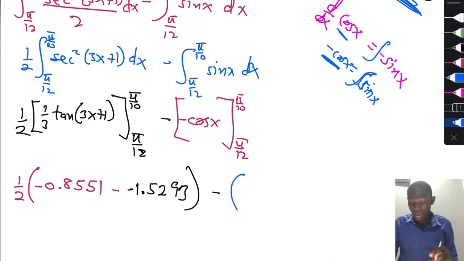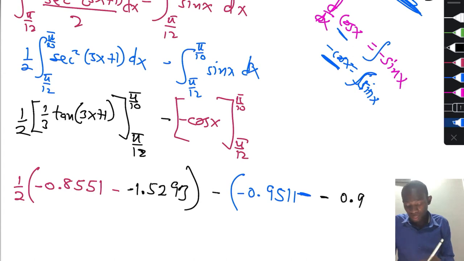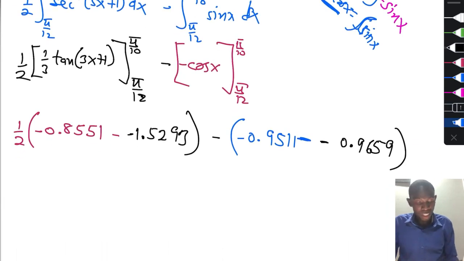It happens. Now you put it in the negative cos. You have pi on 10 and that will give you negative 0.9511, minus, okay, the next thing is negative cos pi on 12, and that is also negative 0.9659. Great. So I mean, these are going to be easy.